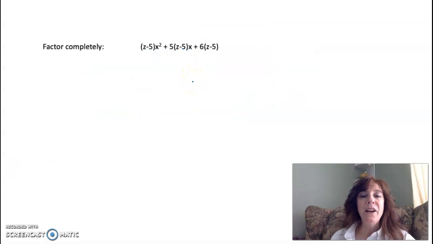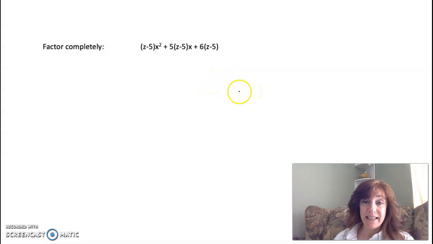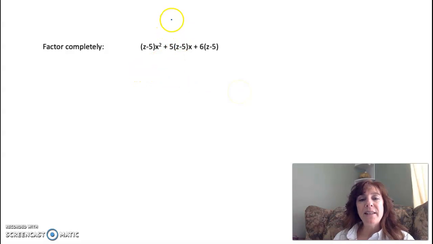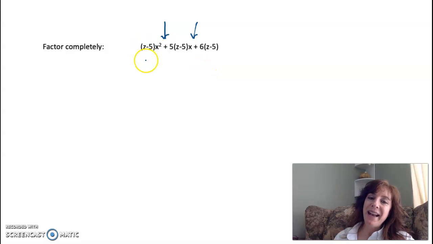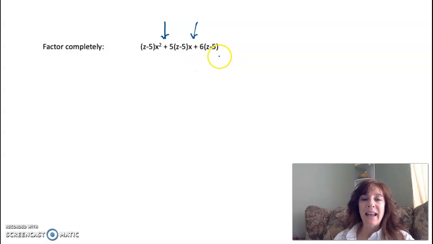All right, here are greatest common factors that are actually sums or differences. Here's a plus sign and here's a plus sign, so I have 3 terms separated by pluses. Each term has a z minus 5 in it. Each term does not have an x, and each term does not have a coefficient. But my greatest common factor is z minus 5. I can divide every term by z minus 5.